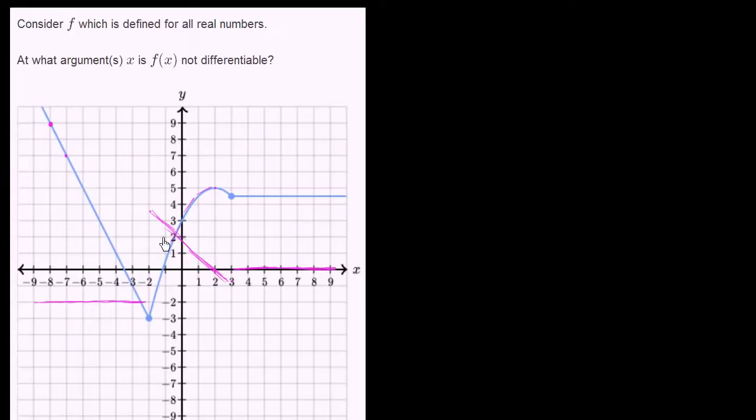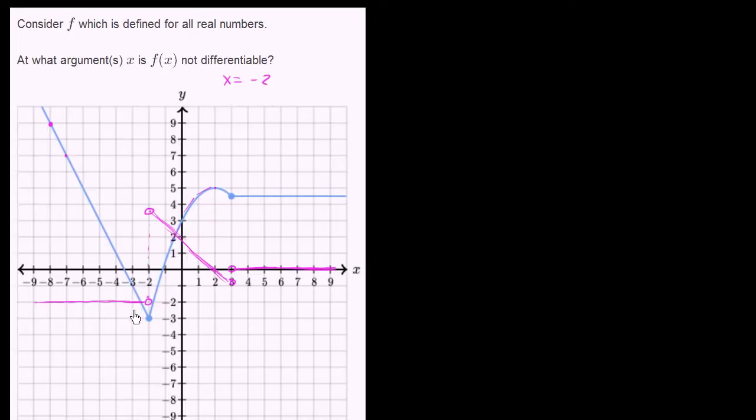So we immediately see there are points where it looks like the slope jumps. And at these points, we really don't have a defined derivative. The slope jumps there as well. And so at what arguments is f not differentiable? Well, it's not differentiable when x is equal to -2. When x is equal to -2, we really don't have a slope there.